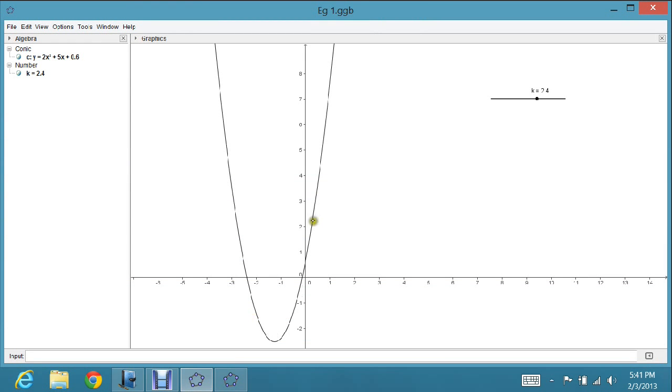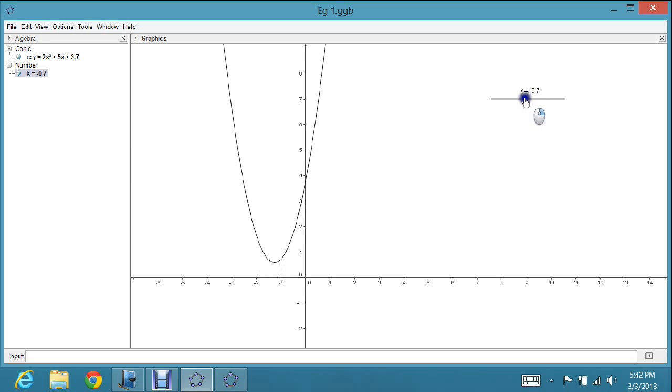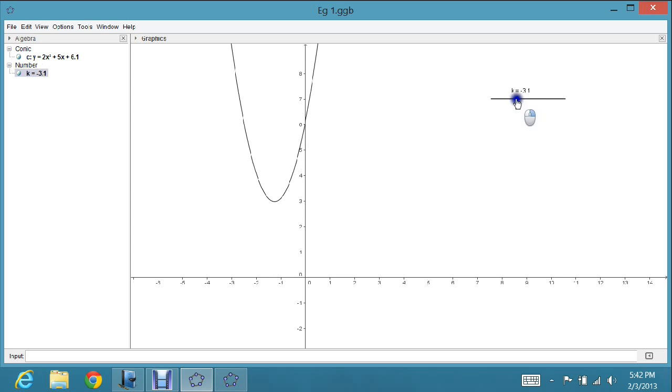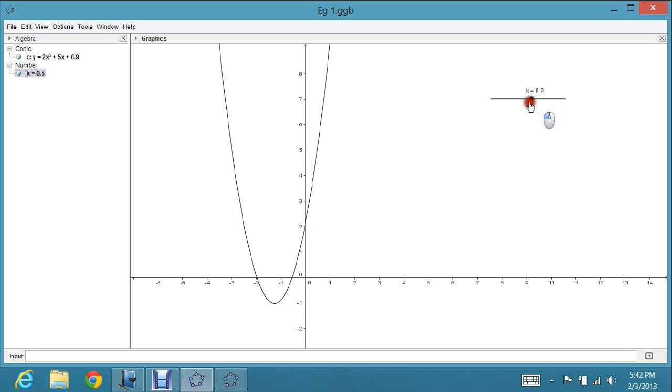So this is the equation of the quadratic curve, and I have the values of k. In this case, k is now equal to 2.4. So we see that the curve cuts the x-axis at 2 points. So there are two distinct real roots. But if I vary the value of k, as k decreases, the graph is now above the x-axis, which means that it has no real roots. Right? So you can see the effect of k on the quadratic curve.